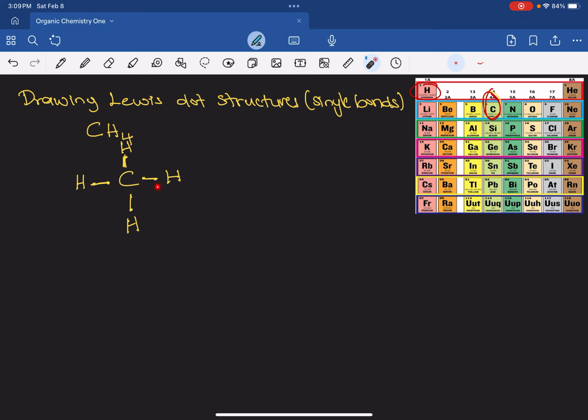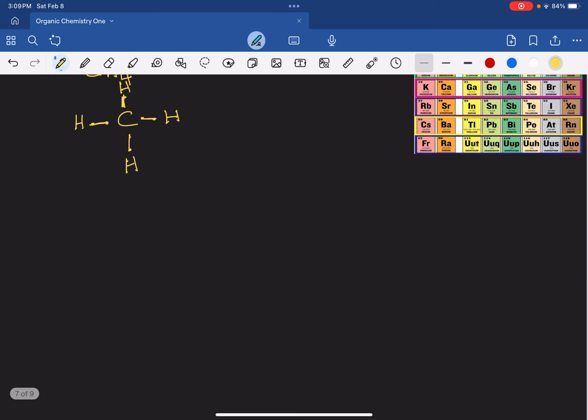Your hydrogen. Hydrogen, remember, hydrogen only needs 2 electrons because if we go over here, hydrogen is closest to helium. Remember, it's the exception to the octet rule, right? So it only needs 2. So here's your hydrogen. It has its 2 electrons. So your hydrogen is happy. The carbon is happy. This is your Lewis dot structure for CH4. That one is pretty simple.